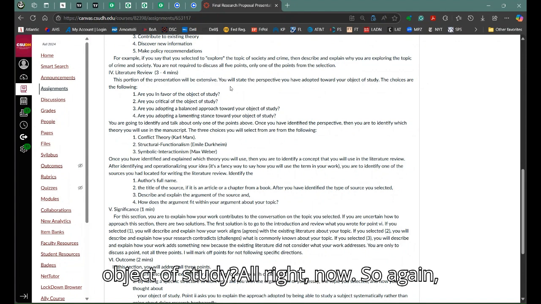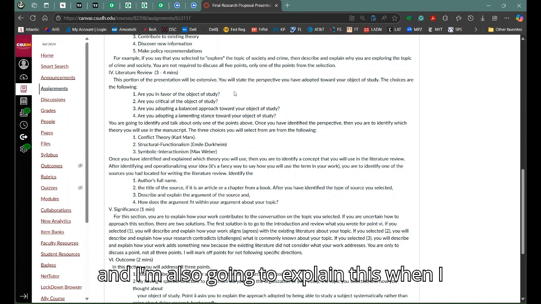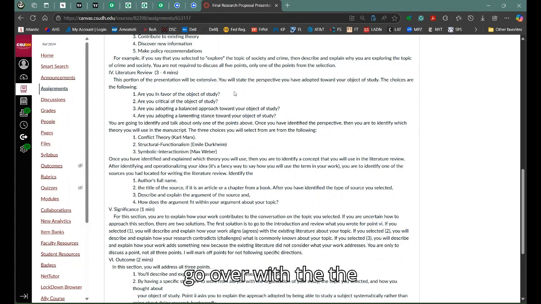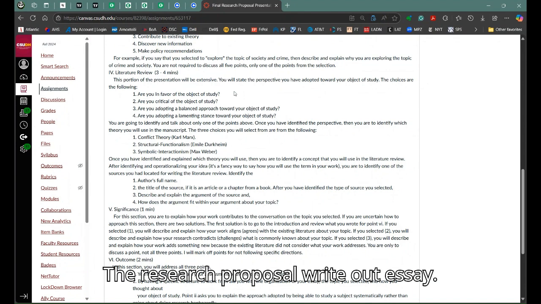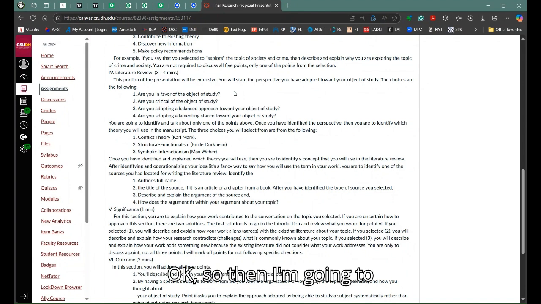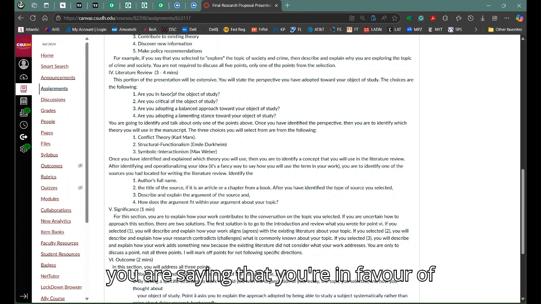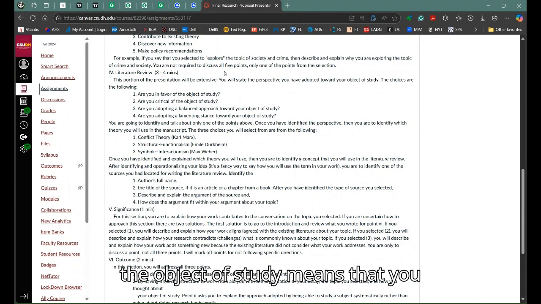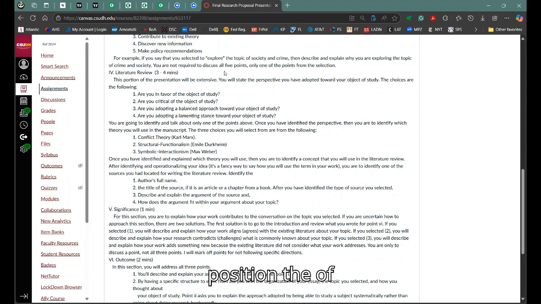All right, now, so again, I'm also going to explain this when I go over the research proposal write-out essay. Okay, so then I'm going to explain what each of these means. So, if you are saying that you're in favor of the object of study, it means that you support the position of the topic that you're taking.